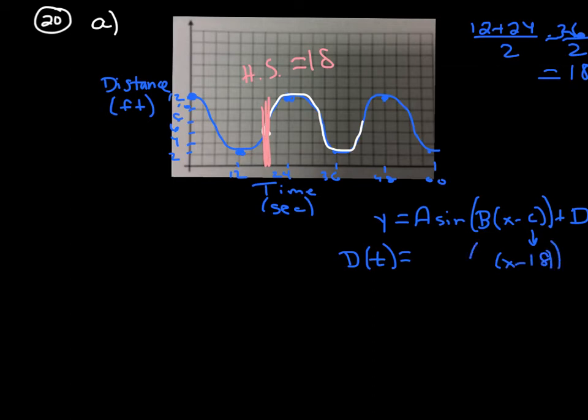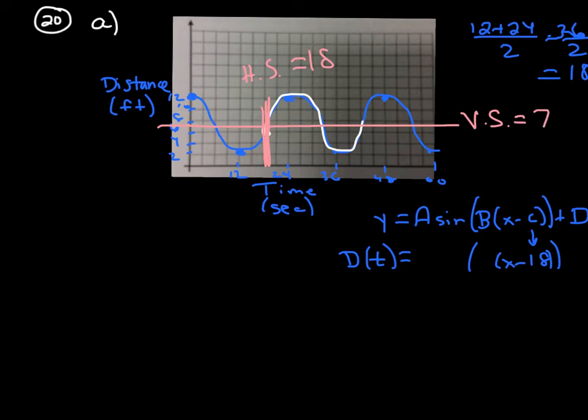Okay, now let's figure out our vertical shift, the d. The vertical shift is wherever the midline falls. The midline falls halfway between the maximum and the minimum. If you want to find the average of those two numbers, you can just add them up. 12 plus 2 is 14, and 14 divided by 2 is 7. So the midline would fall right here at 7. That's going to be your vertical shift.